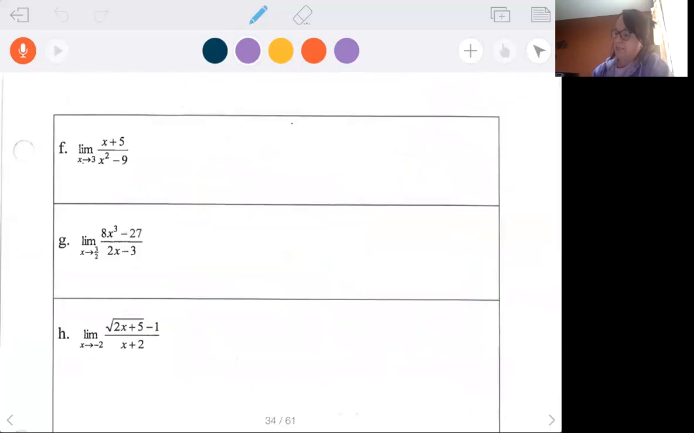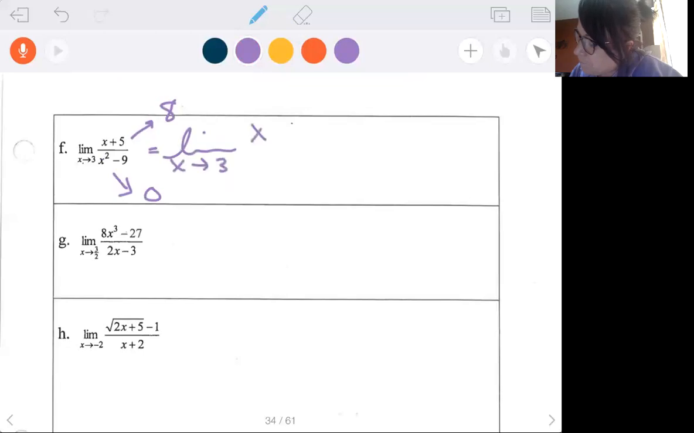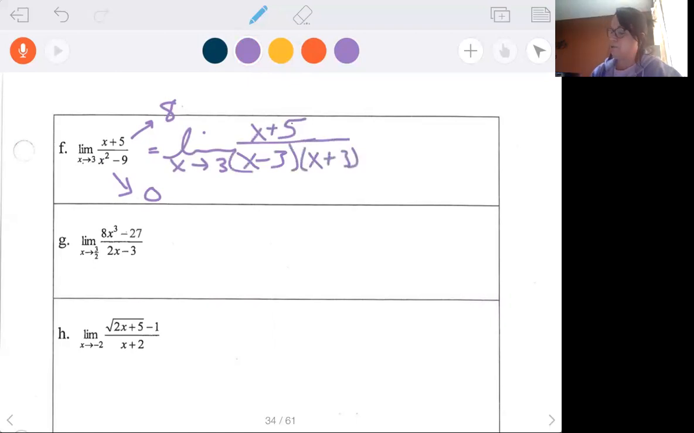All right, letter F. Again, plug it into the top going to 8, bottom's going to 0. What does that mean? Asymptotic behavior. How am I approaching 3? From the left and from the right. So what I do is I'm still going to factor. And I'm going to be a numerical creeper because I have to see what happens at that asymptote. The x minus 3 did not cancel. What that means is I have an asymptote at 3. I'm coming at it from both directions.